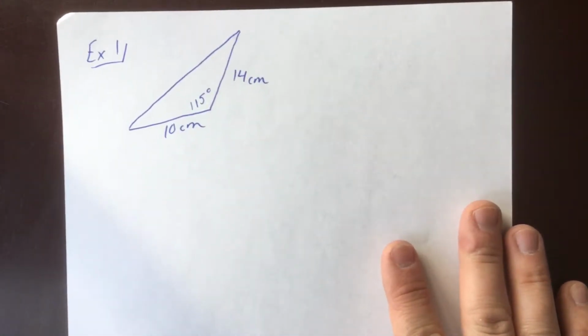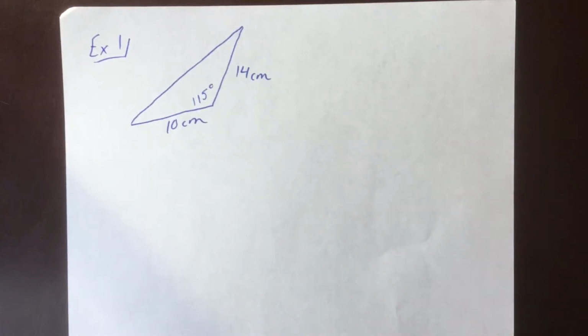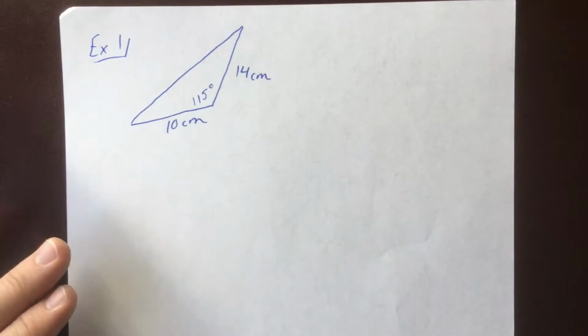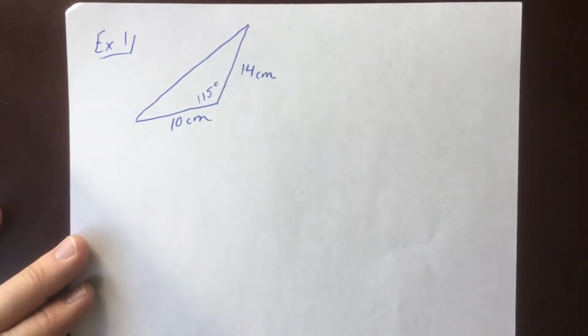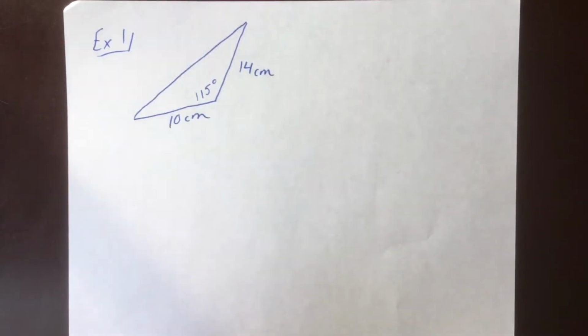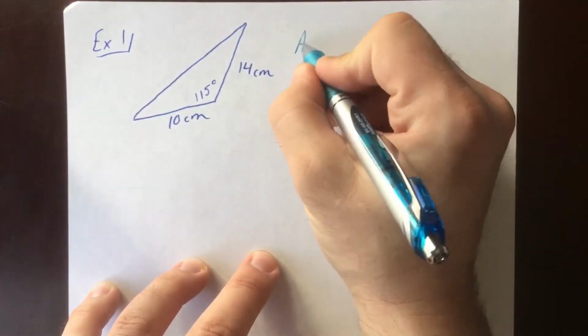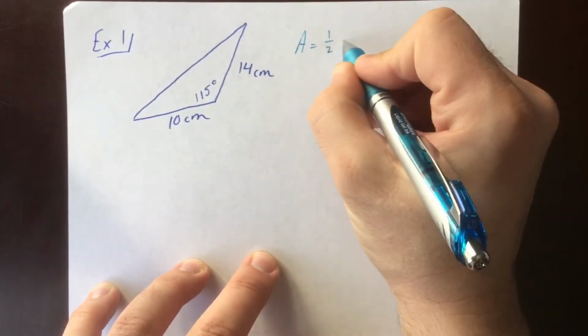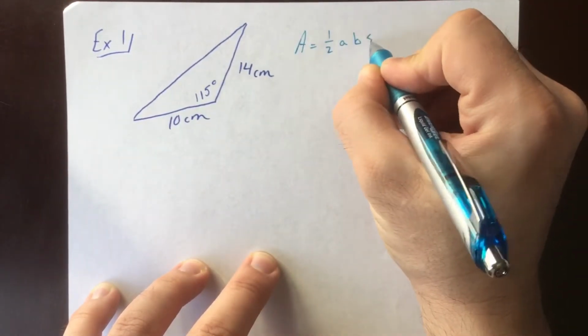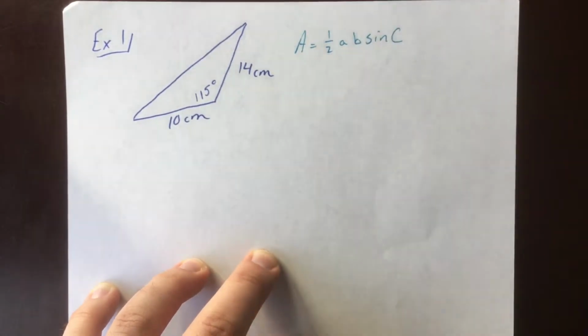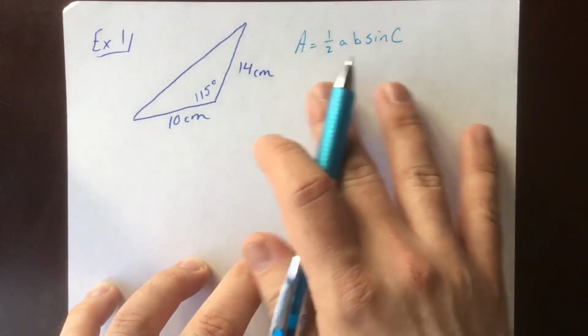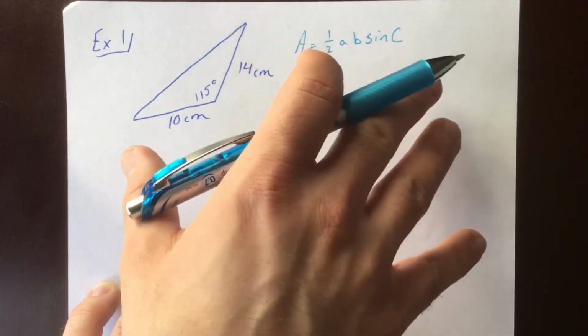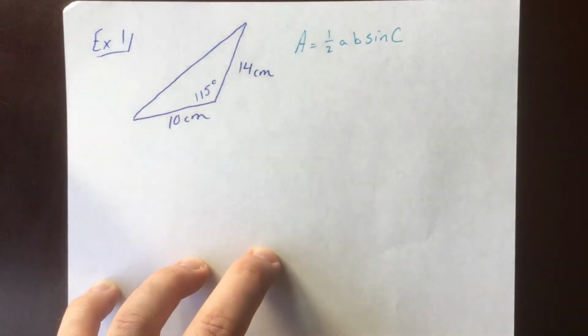So we have an obtuse triangle, length 10, length 14, angle measure of 115 degrees. So take a shot at using our new sine rule. So 1/2 times two side lengths multiplied by sine of the angle between them. So utilize this real quick, pause the video now, and find the area.